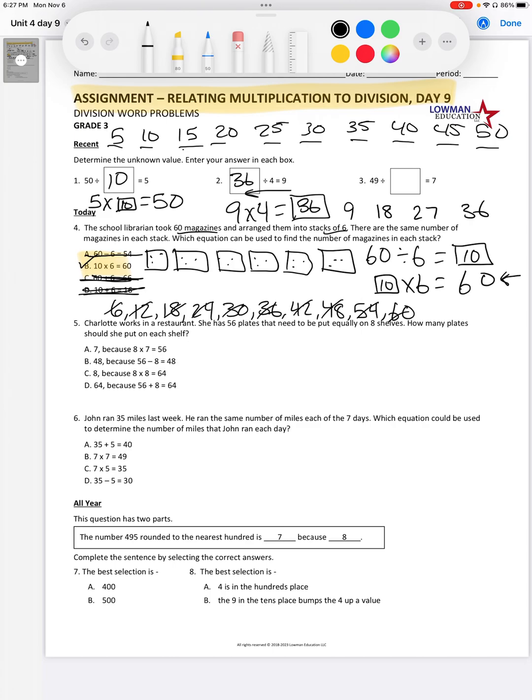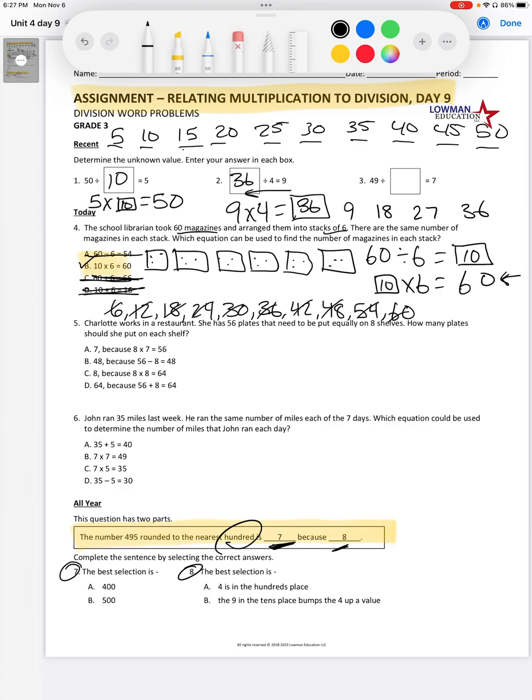Okay, let's scooch down to question 7, because 5 and 6 are going to pretty much be the same as 4. I want to go over 7 because it looks weird. When the kids see it, we've gone over it several times recently, but it still kind of throws them off. It says the question has 2 parts. The number 495 rounded to the nearest 100 is 7 because 8. That doesn't make sense. What that means is what's going to go in this blank comes from problem 7, and what's going to go in this blank will come from problem 8.